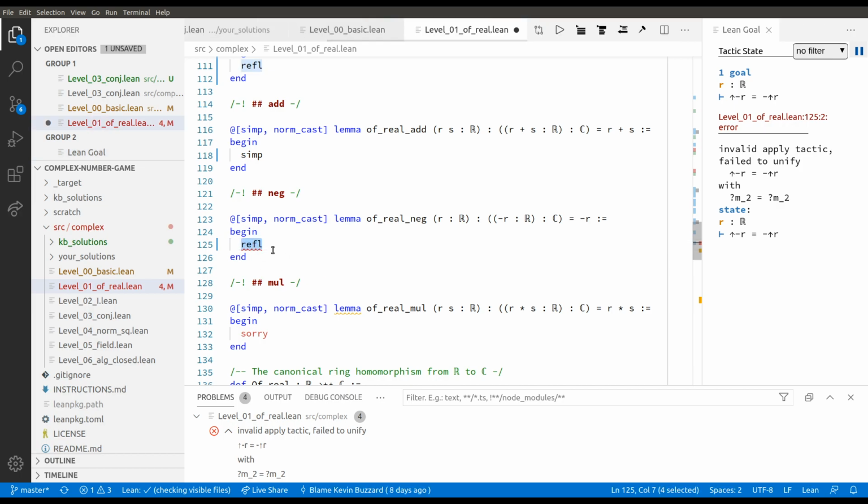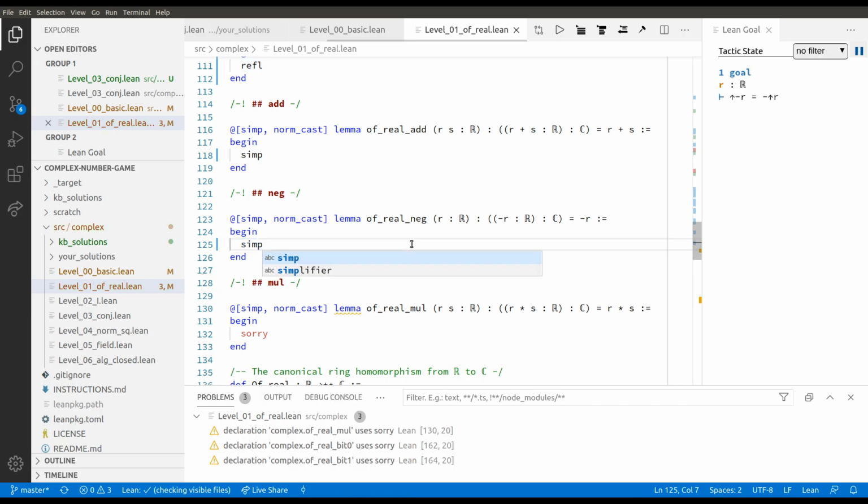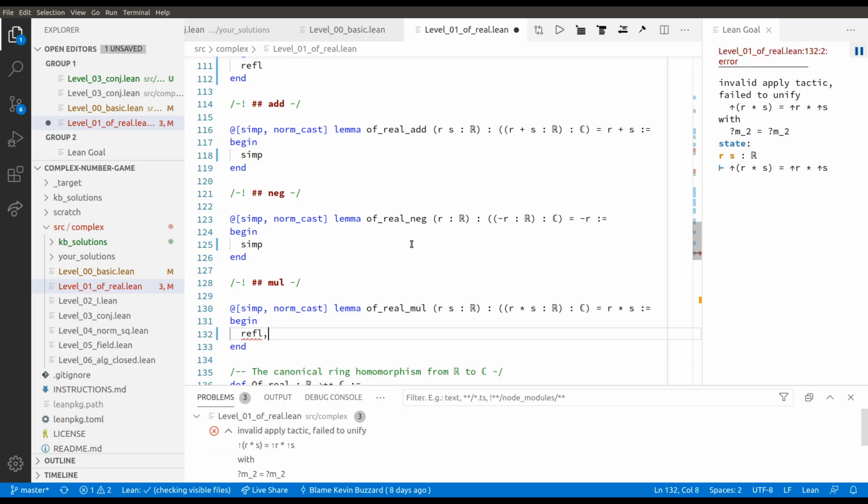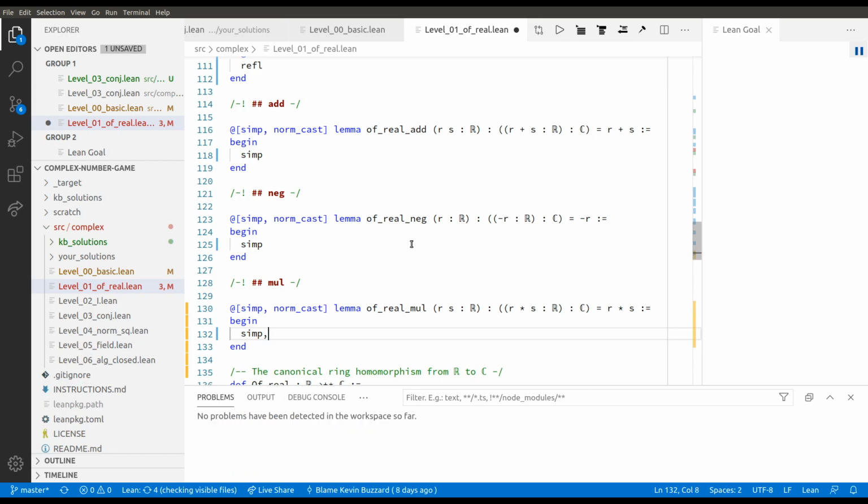So, why is that not true? Oh, I see, that's not true by definition because the imaginary part of this is 0 and the imaginary part of this is negative 0. So I guess the simplifier will know that negative 0 is 0, which it does. There. So now is this true by definition? It's extremely unlikely to be true by definition. It isn't. But can the simplifier do it?